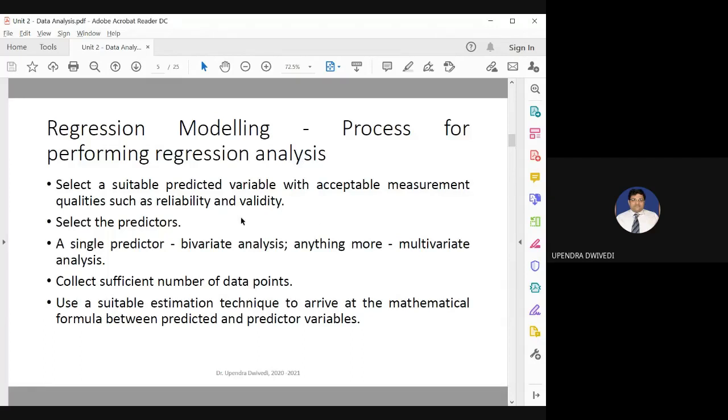We had discussed a multivariate analysis problem where we have to predict a variable which depends on multiple predictor variables. Now I'm asking you, can you give me an example of a single predictor and a predicted variable, where a problem is dependent on a single variable?